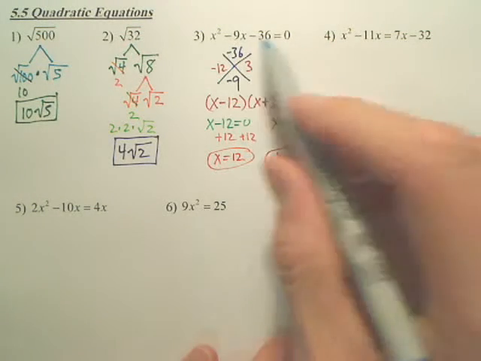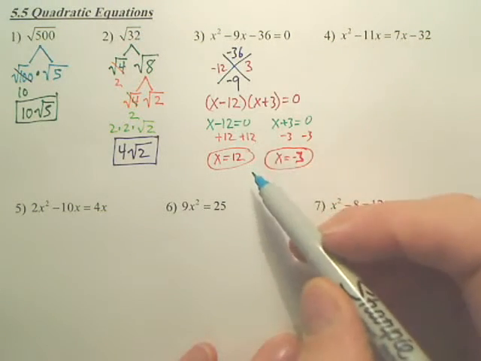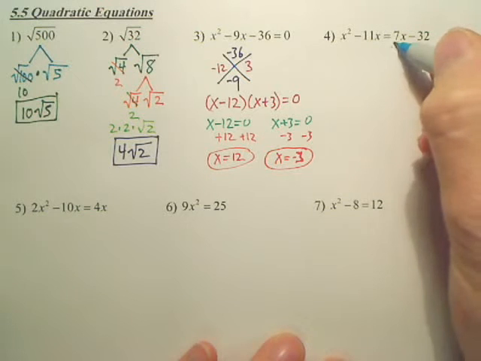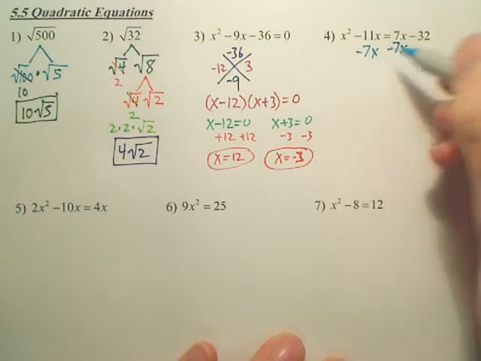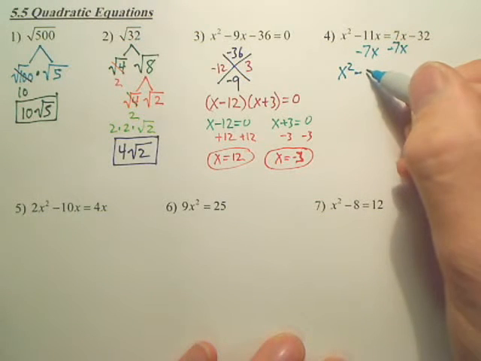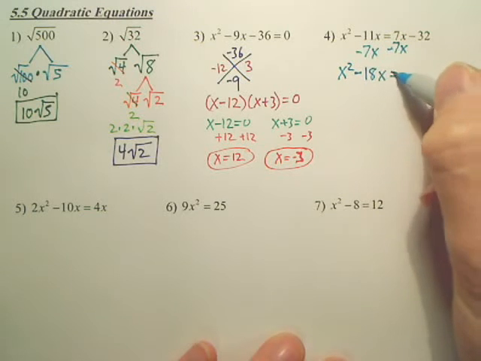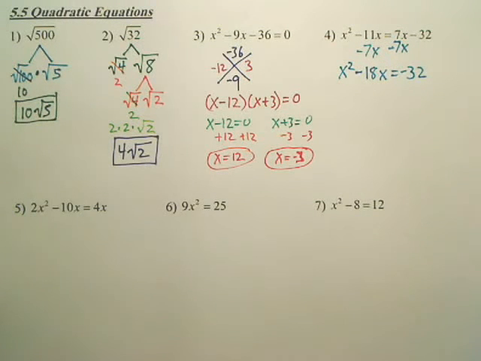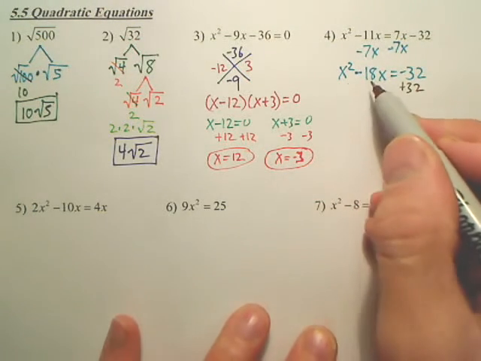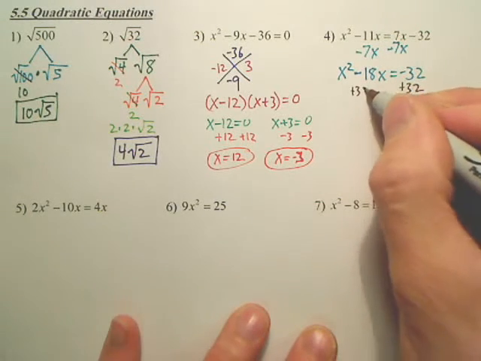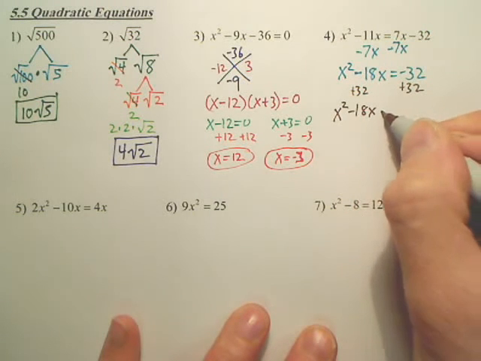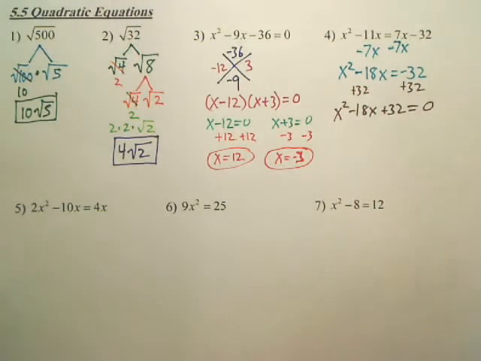Now, the difference between 3 and 4 is in order to do this factoring technique, you have to make your equation equal to 0. So what you're going to do here is you're going to minus this 7x over. Actually, let's do that first. That would give us negative 18x. Is it equal to 0 yet? No. We also have to add this 32 over. Now, can the 32 add to either of these? No. So you just add it somewhere over here. You end up with x squared minus 18x plus 32 equals 0.